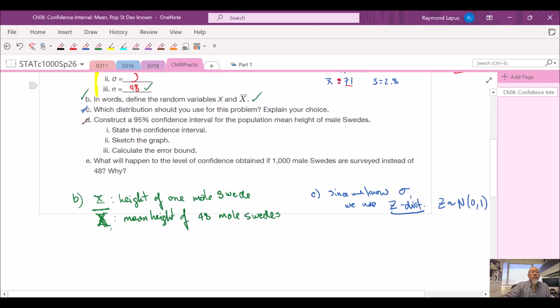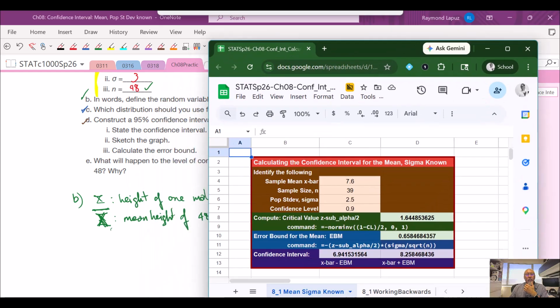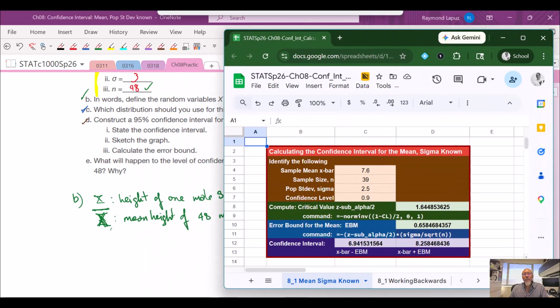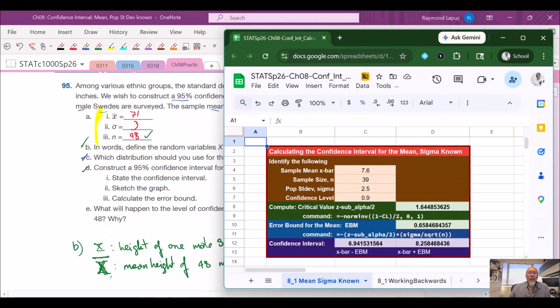Now it says construct a 95% confidence interval for the population mean height of male Swedes. State the confidence interval, sketch the graph, calculate the error bound. Okay, so this is where we pull out our calculator. We pull out our calculator over here, and this is almost lined up to what they want. They want X bar, and so we will type in our X bar.